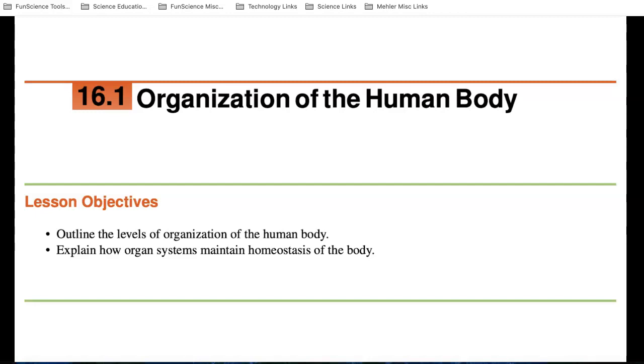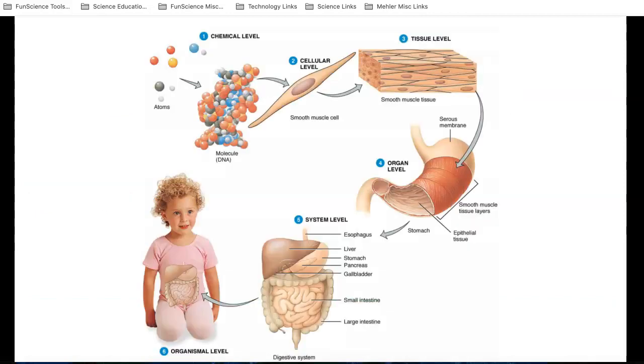In section 16.1, we're going to look at an outline of the levels of organization of the human body. We're also going to explain how organ systems maintain the homeostasis of the body. So let's take a look at this picture.